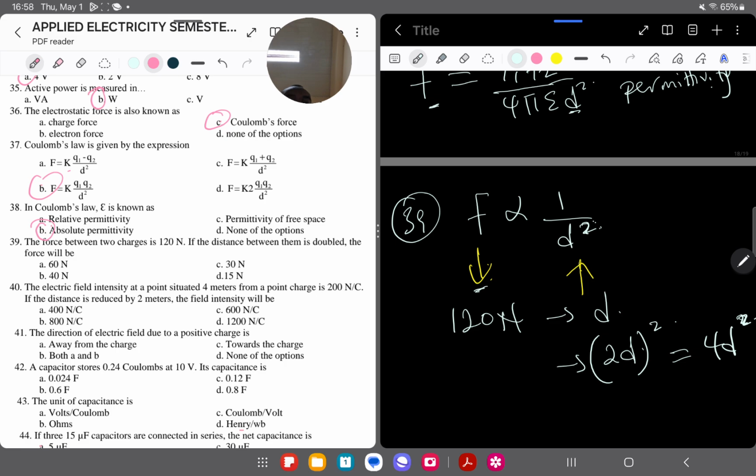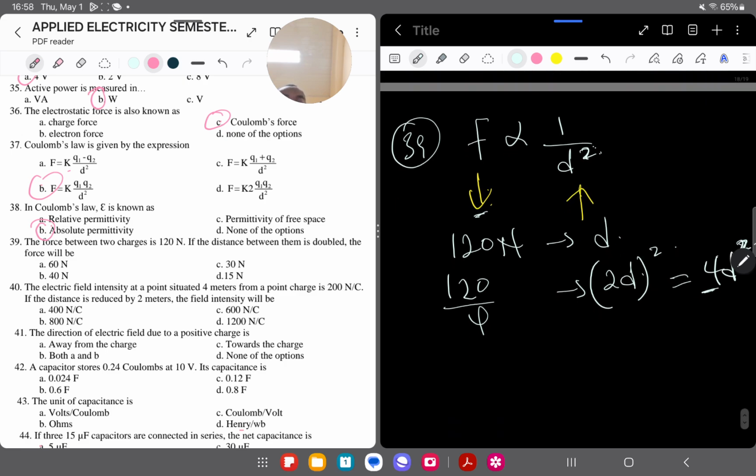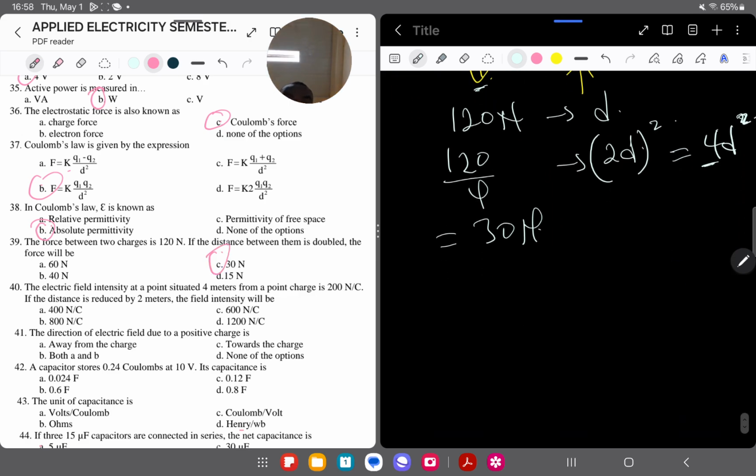So what this simply means is that by doubling the distance between the charges in this case, the force is going to reduce by a factor of 4. So you can just take 120 divided by 4, and that will give us 30 newtons, right? So that will give us C. That's one way of thinking about it, which is the easiest way.